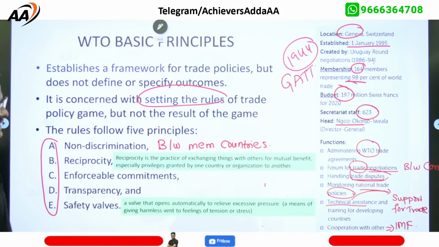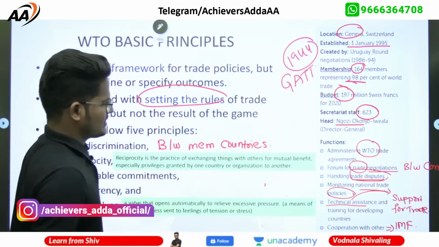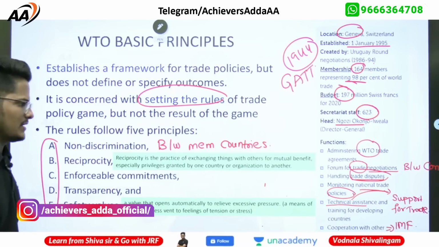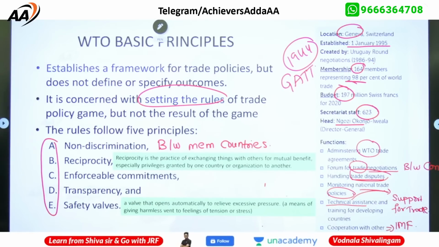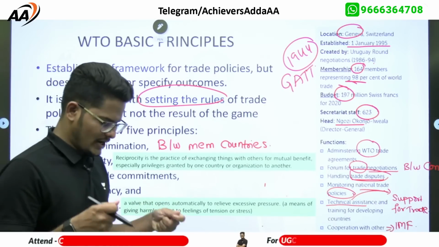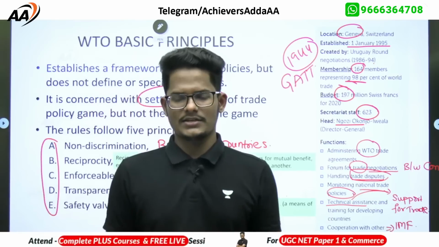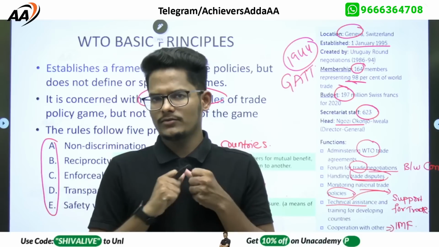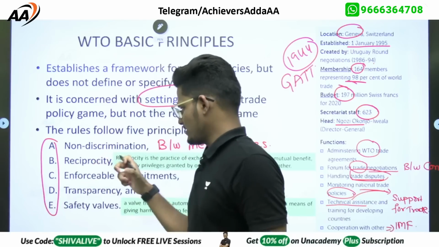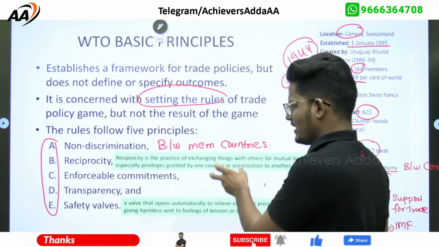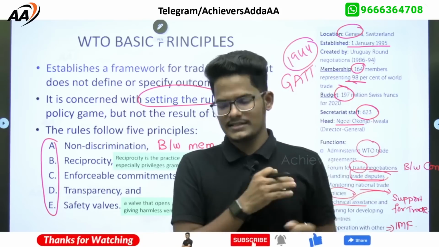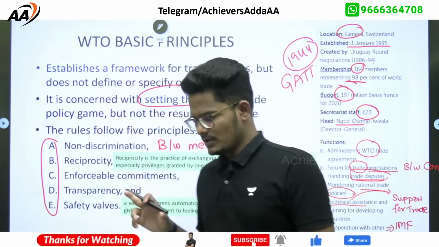Reciprocity. It means the practice of exchanging things with others for mutual benefit, especially the privilege granted by one country or organization to another. By joining the WTO, you will have some privileges which non-members of WTO will not have. So reciprocity means the privileges will be available only to these 164 member countries, not to other countries.